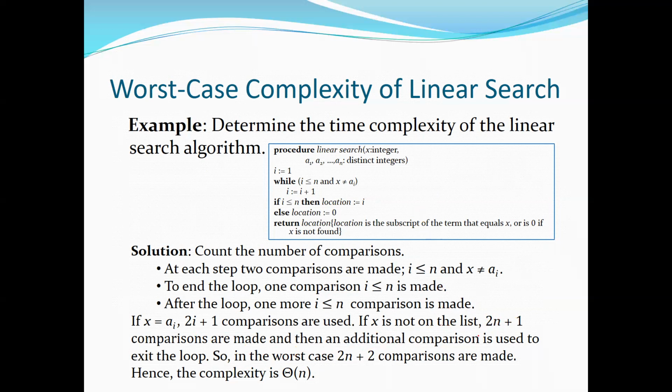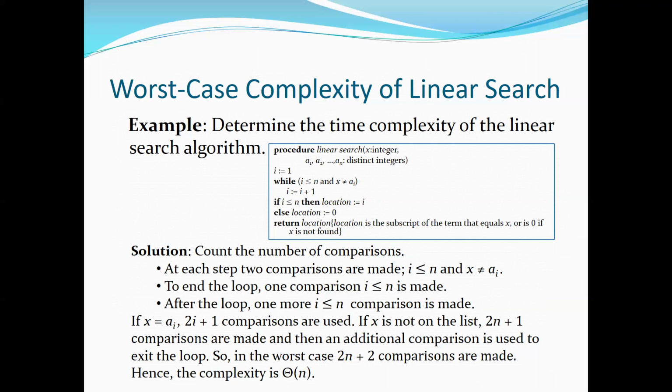So in the worst case, 2n plus 1 plus 1, that means 2n plus 2 comparisons are made, and this is linear, belonging to theta of n, as we mentioned in the previous slide as well. So the linear search behaves linearly as well. That's why the name is also linear search.